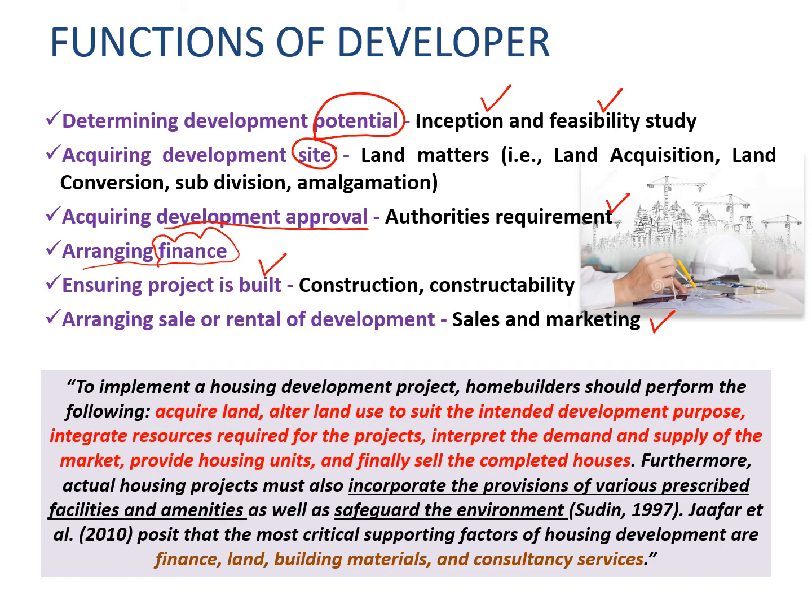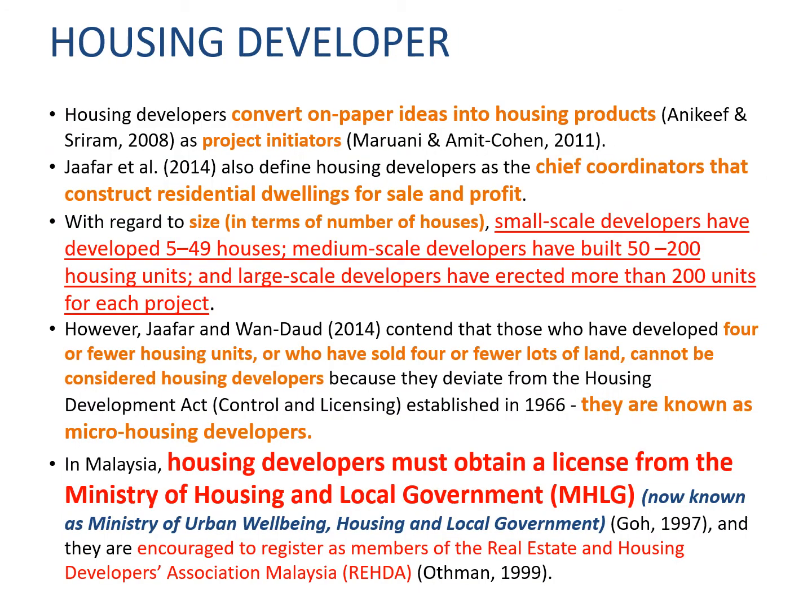Right. So the most critical supporting factors for housing development are finance, land, building material, and also consultancy services. Right. So I would only pick up the most important things here as a housing developer. So a housing developer will convert paper ideas into a housing product. All right. So in terms of size, small scale has between 5 to 49 houses, medium scale 50 to 200, large scale more than 200 units for each project.